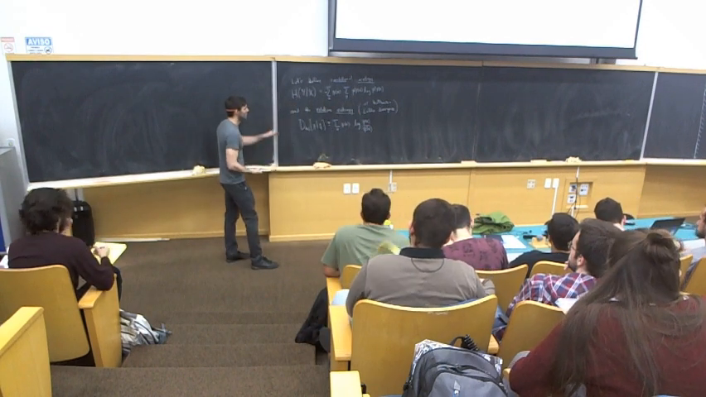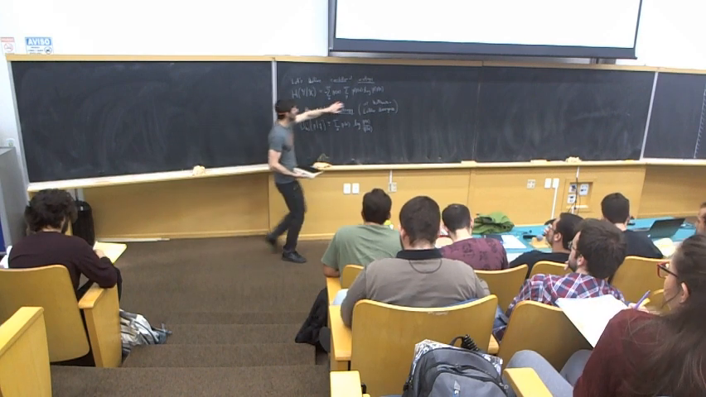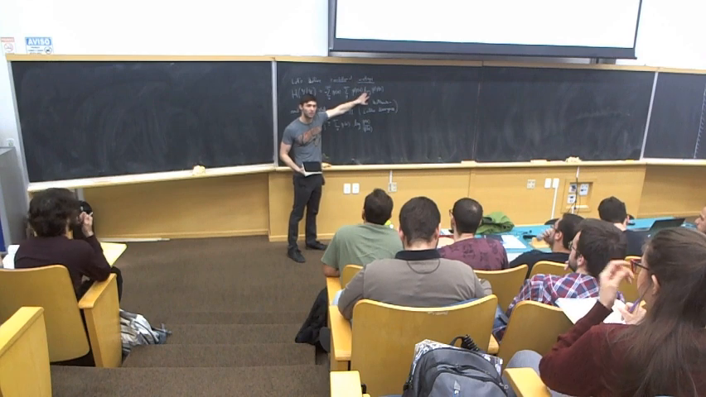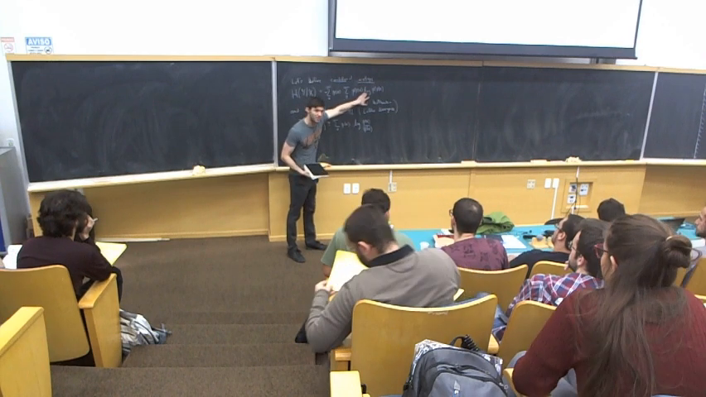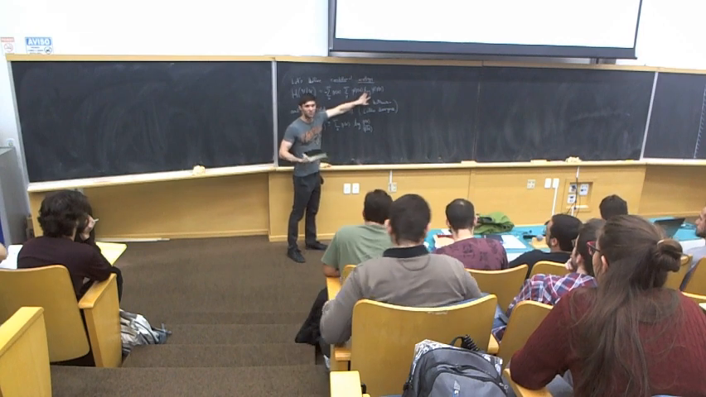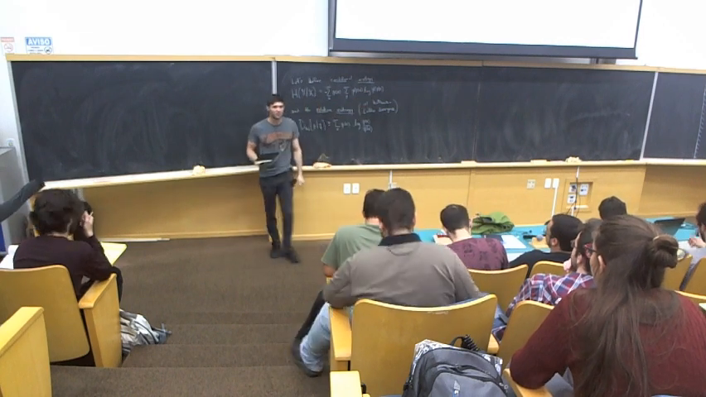Before I go further, I should emphasize I'm just writing log here, and if you want, you could put this log base 2, and then everything is measured in bits. If you put in natural log, everything is measured in nats. I'm just going to write log, and then it doesn't really matter.